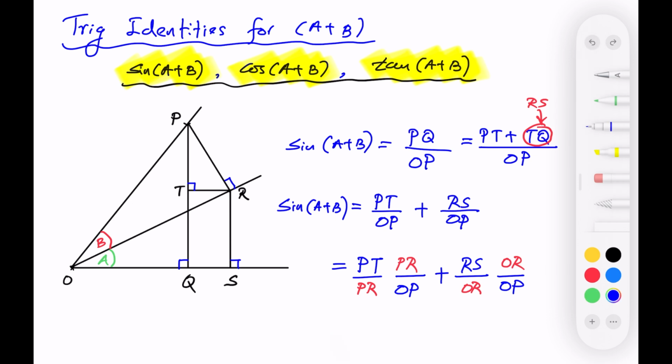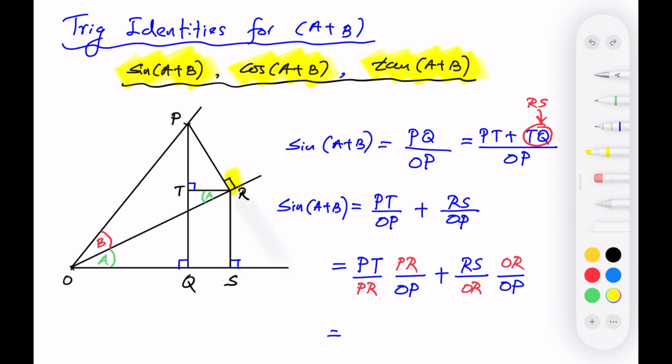What is PT over PR? PT is right here and PR is right here. We can write down a trig ratio for PT over PR if I know the angle right here. This line is a horizontal line and TR is parallel to that line. If TR and OS are parallel, what can you say about the angle right here? That angle should be equal to the angle right here. Therefore, this angle should be of size A.